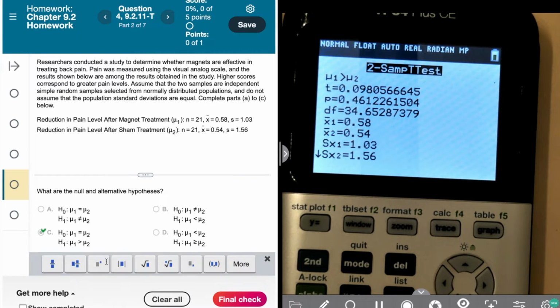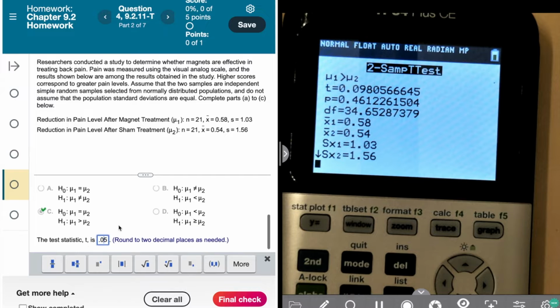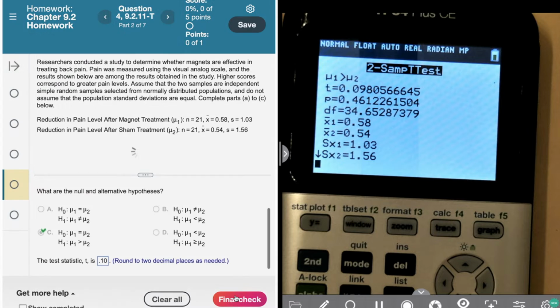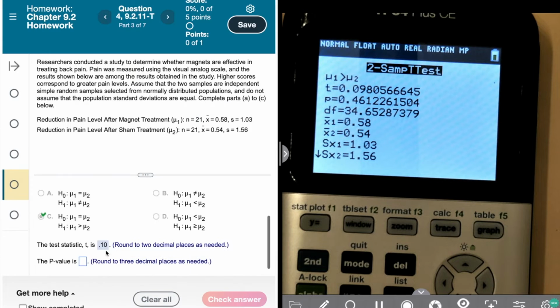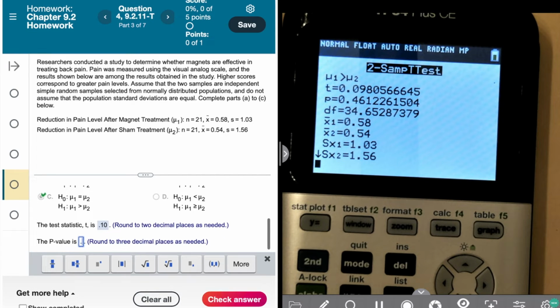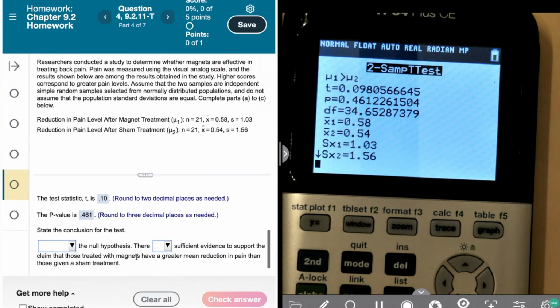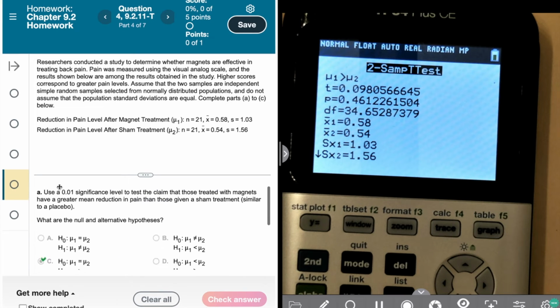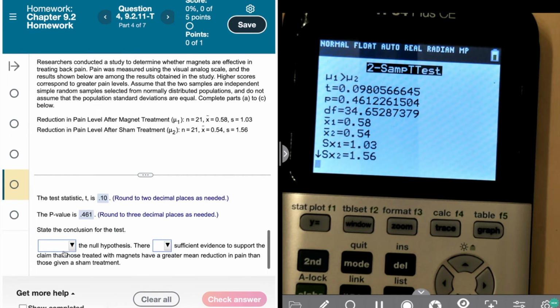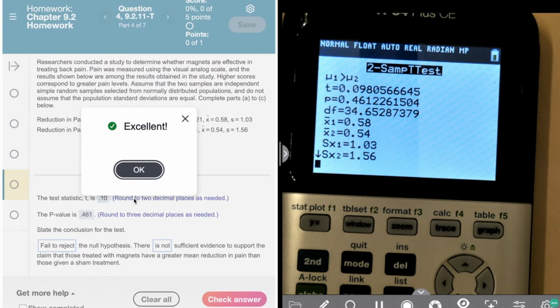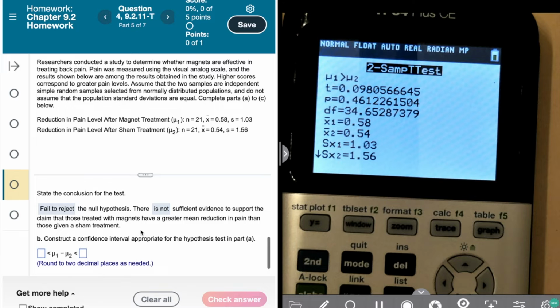All right, there we go. That's a different t-value. To 2 decimal places, that's actually going to round up to 0.10. And the p-value is 0.461 to 3 decimal places. And because that p-value is very large, especially compared to the 0.01 significance level, we are not going to be able to reject because there is not sufficient evidence. Our result is not rare enough to think that we are not lucky, the null must be false.